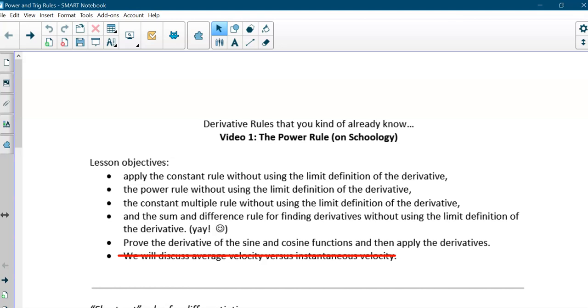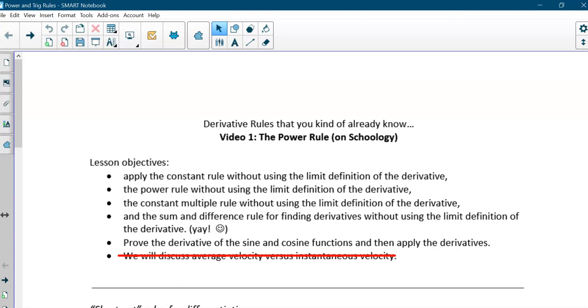Please have your packets out and turn to this page. This page is number 16, I believe. I think it is. It is. And you can cross off the discussing average velocity and instantaneous velocity. We are not going to do that in this video or any of the 4 videos. We'll discuss that during class.